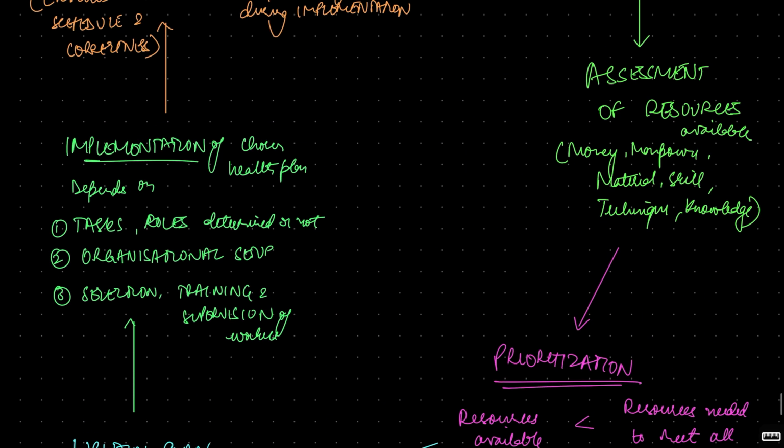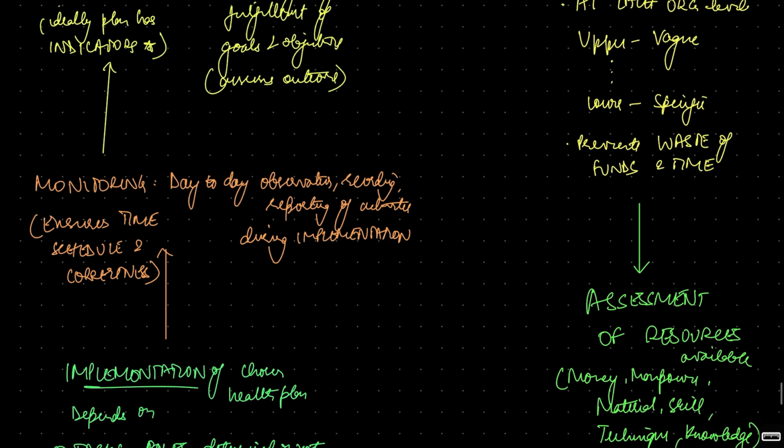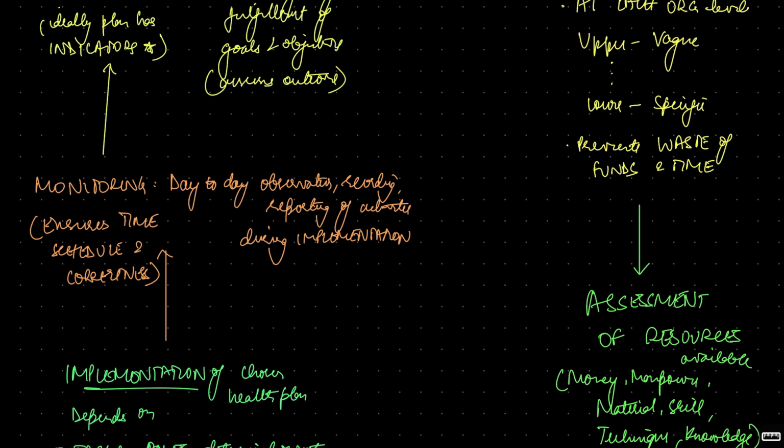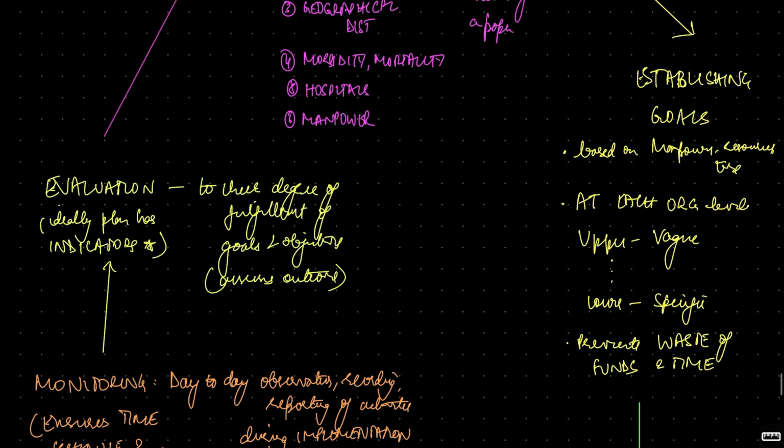Implement the health plan, which depends on selection of workers, training of workers, supervision of workers, the organization, the tasks and the roles, and monitor the health plan with day-to-day recording, observation and reporting of activities so that everything is running correctly and smoothly. After the program is implemented, evaluate whether it fulfilled the goals and objectives or not. A good national health program, a good health plan, will have inbuilt indicators and an evaluation system.